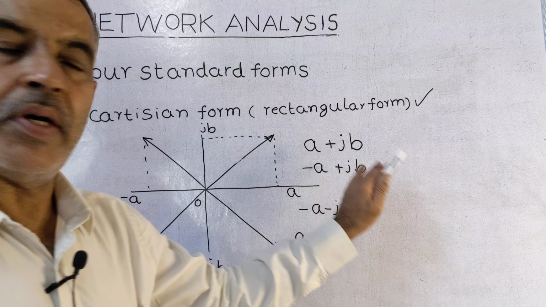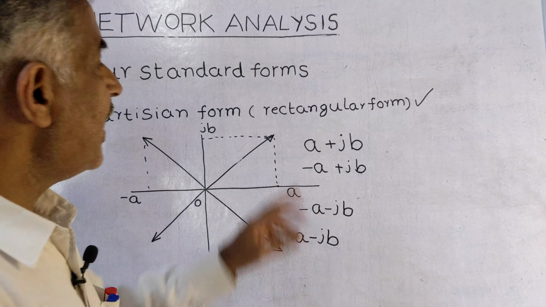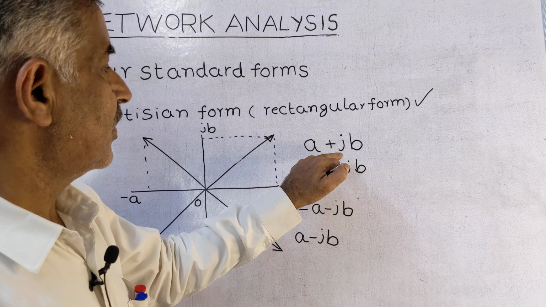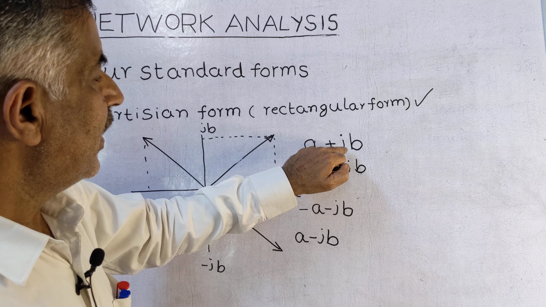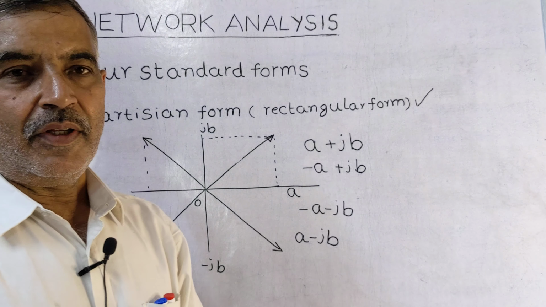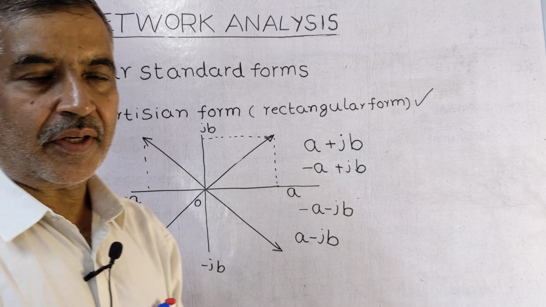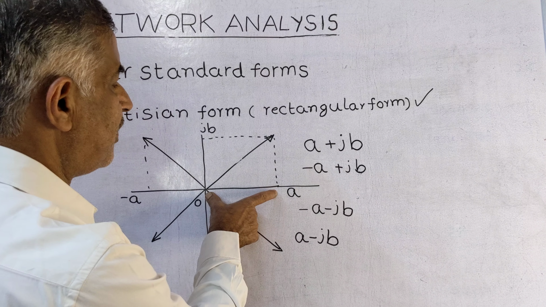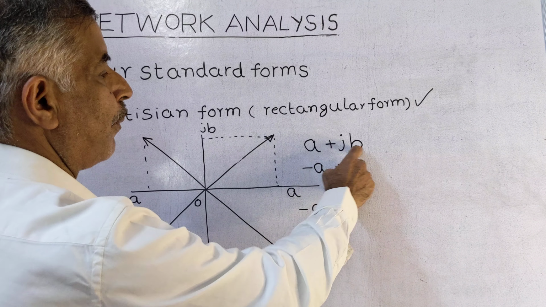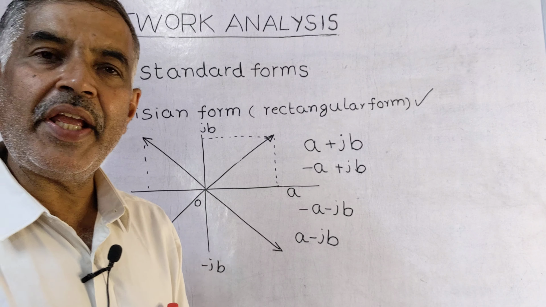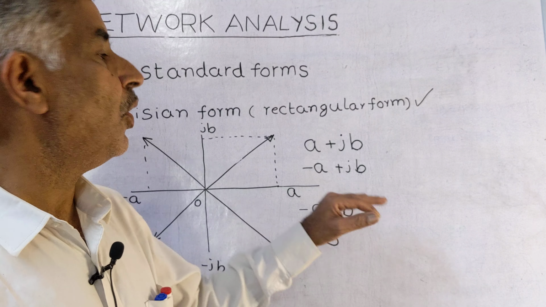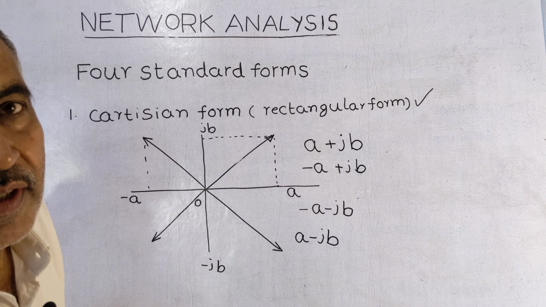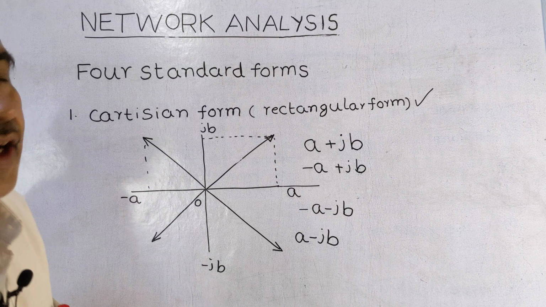A is also a number, B is also a number, but A is on the real axis and B is on the imaginary axis. So we distinguish the numbers by associating a j notation. j is a mathematical operator. j means that the component is perpendicular to A. So this is A, and the jB component is perpendicular to it. In order to indicate that the B component is perpendicular to the A component, we use j notation for B. This is what is called Cartesian or rectangular form.